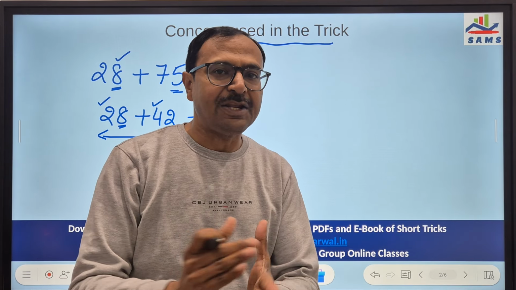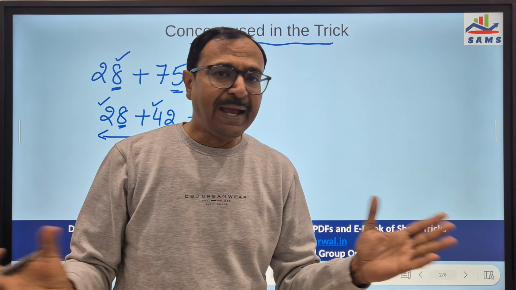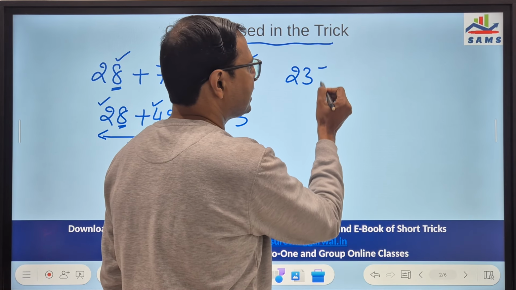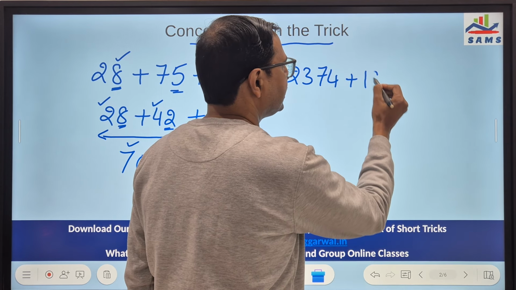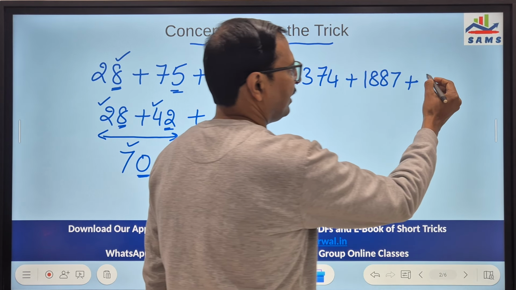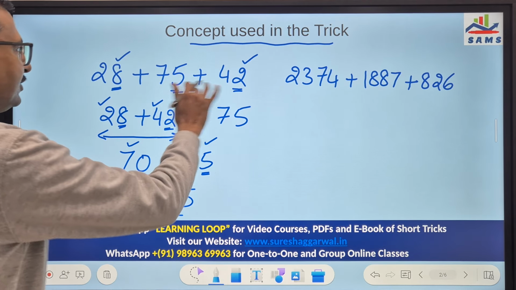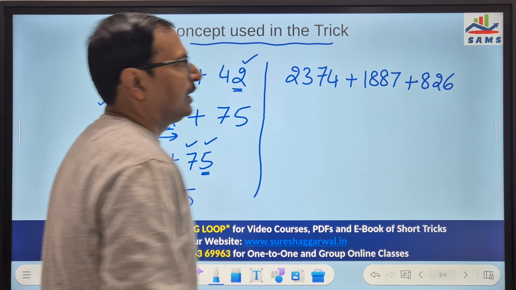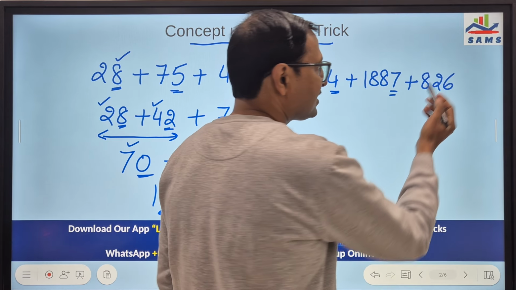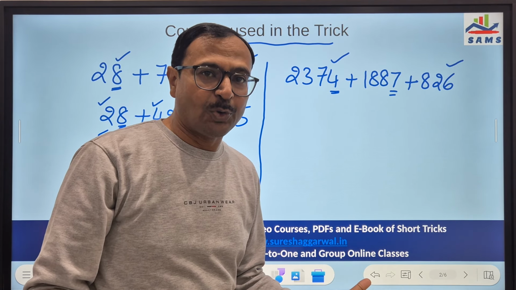Now this is called rearrangement. I can take 4 numbers also, 5 numbers also, and adding will become easier. Let's take another example of say 2374 plus 1887, and suppose I have to add 826 to this. Again I have taken 3 numbers similar to the first example here. Adding 4 and 7 will not get me a base number ending in 0. Adding 7 and 6, again no. And then 4 and 6, now this is much easier.